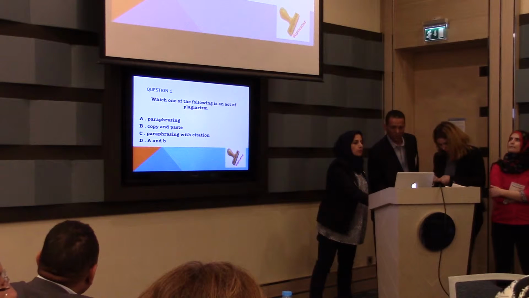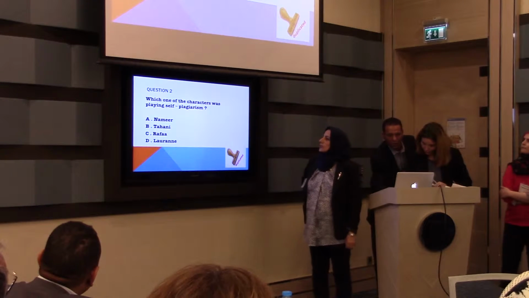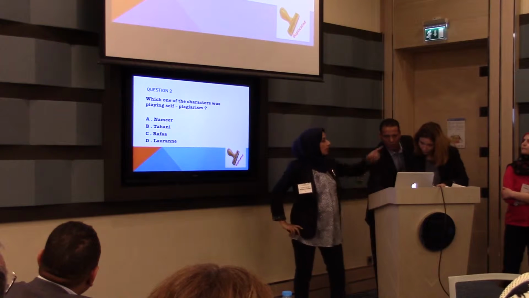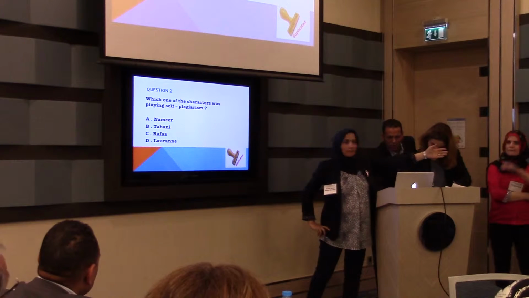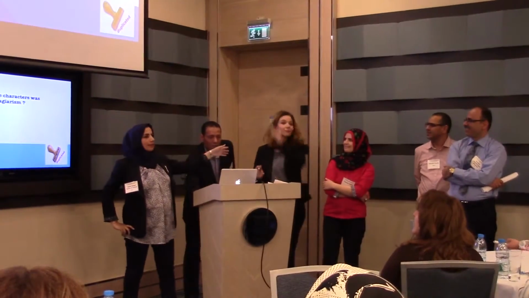Okay. Let's go to question number 2. Which one of the characters was playing self-plagiarism? Namir? Kanani? Rafat? Laurent? Which one of them was acting self-plagiarism? So, 30 seconds, please. One second, please. Can you do it again? Now it's ready. Okay, you can start.